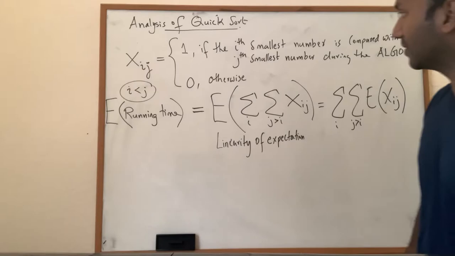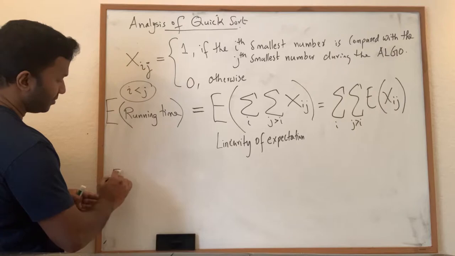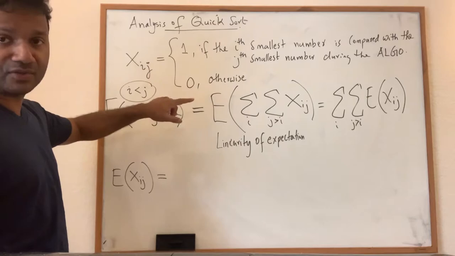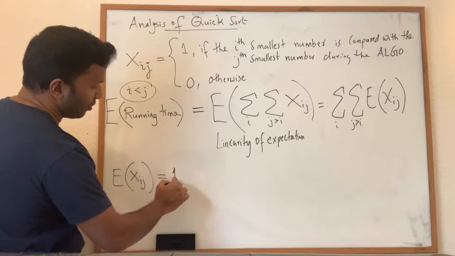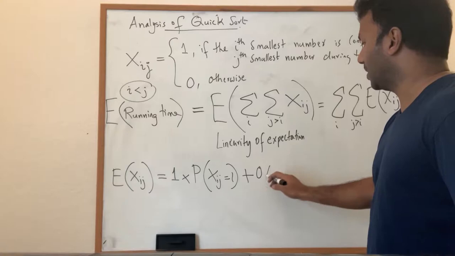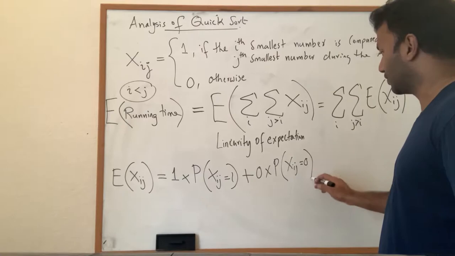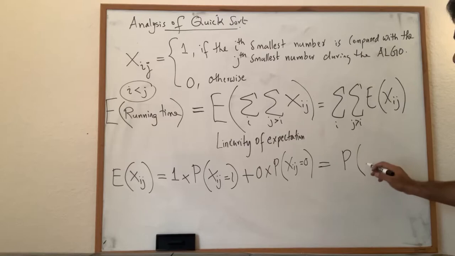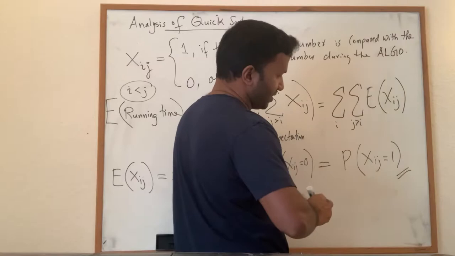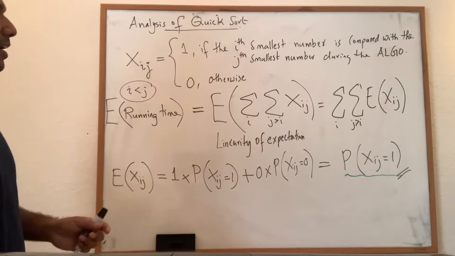So what is the expectation of xij? This random variable can take two values, 1 and 0. So the expectation of xij is going to be 1 times the probability that xij is equal to 1, plus 0 multiplied by the probability that xij is equal to 0, which is the same as the probability that xij is equal to 1. So now this is what we need to figure out. Let's see how to compute that quantity.